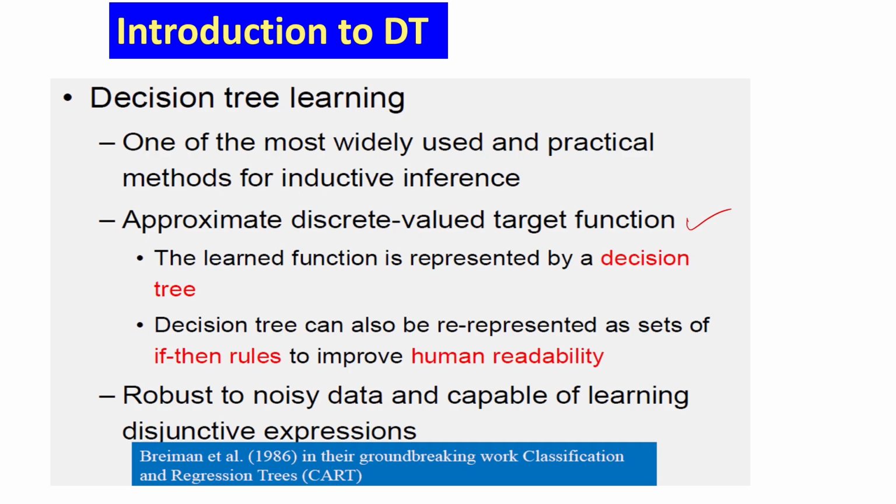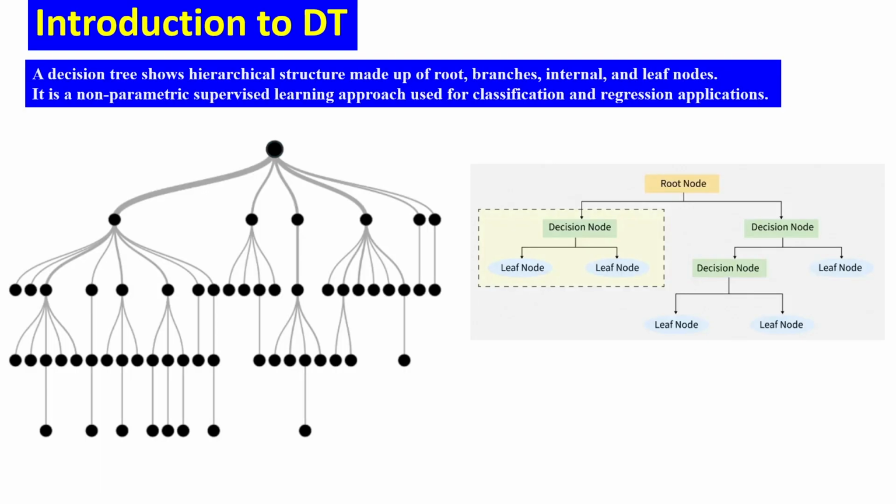This is robust to all kinds of noisy data and capable of learning disjunctive expressions. Remember, this was discovered by Breiman et al. in the groundbreaking classification and regression tree analysis in 1986, and that is why it is widely used for various kinds of purposes. Material science is one area where it is widely used.